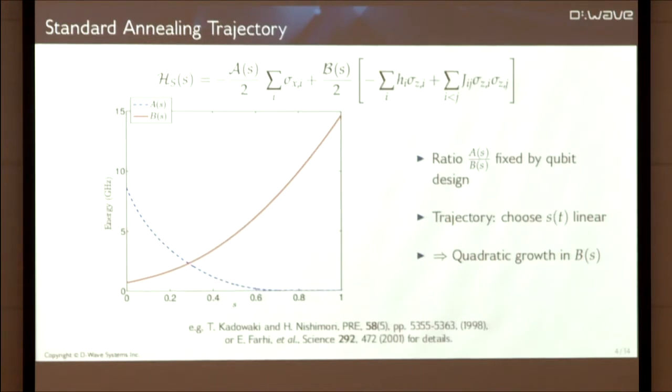This plot here shows typical energy scales. S here is just a normalized anneal fraction. Normally, we choose a global trajectory that grows B of S, this problem Hamiltonian scale, quadratically in time. One thing to note about the flux qubit design currently is that a single time-dependent bias, a single global bias, simultaneously changes A and B. We don't have orthogonal control over the 2 halves of the Hamiltonian. So both A and B come along for the ride when we have this global time-dependent signal that actually effectuates the annealing algorithm.